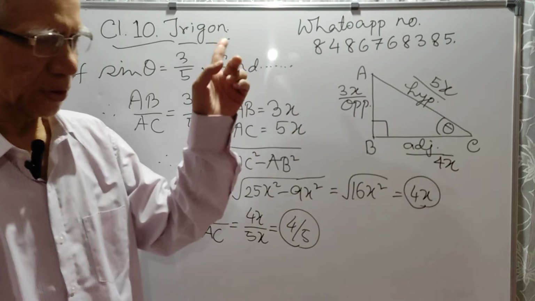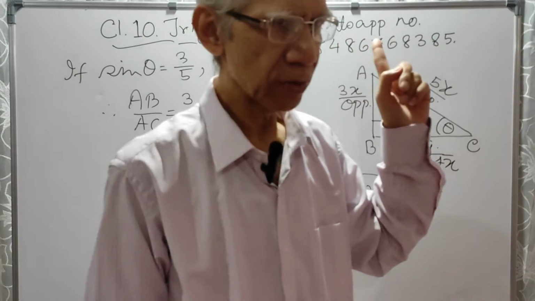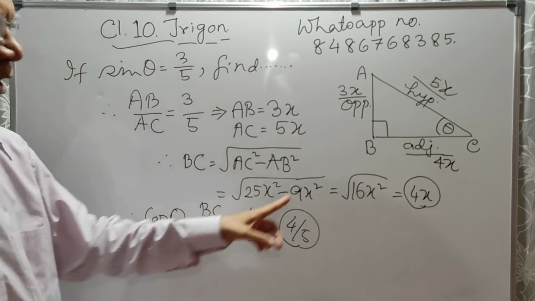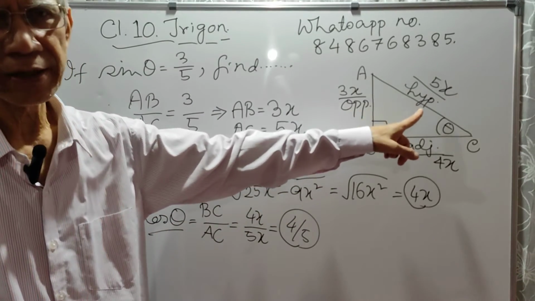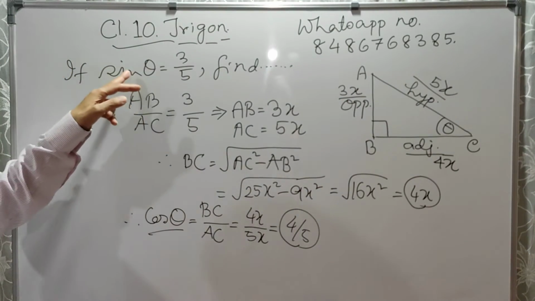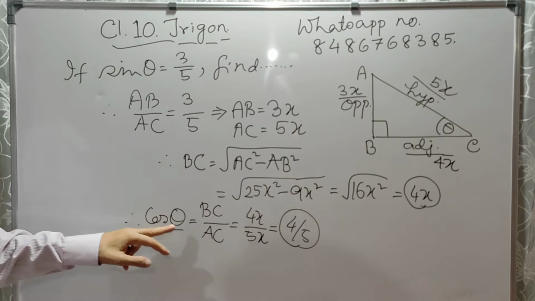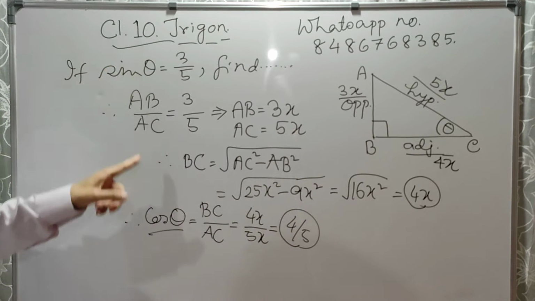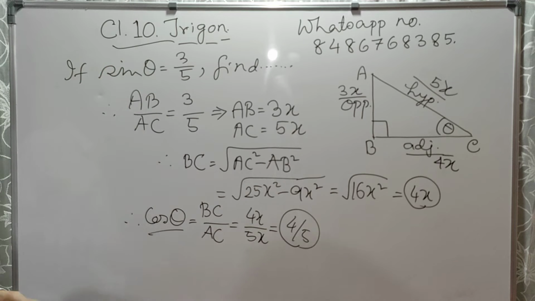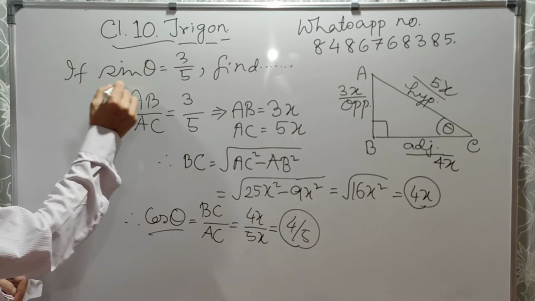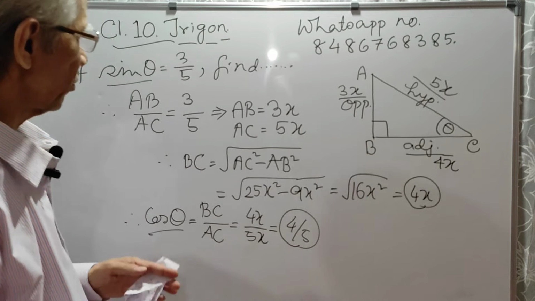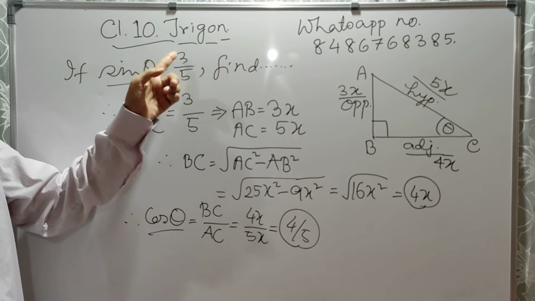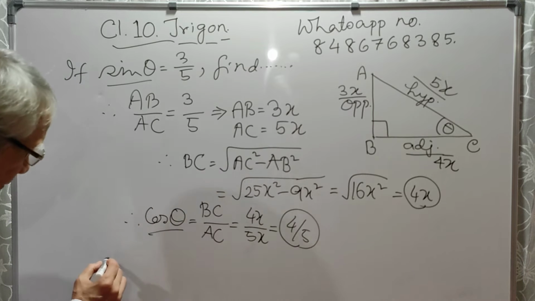So using the triangle, we have found cos. If you recollect, when we did first, we used the formula to find cos. Now here we have not used any formula, we have taken the help of a right angle triangle. So from sine we have found cos, which is 4 by 5. Now from sine we can find cosec, obviously. What will be cosec? Cosec is a reciprocal of sine, that means 5 by 3.